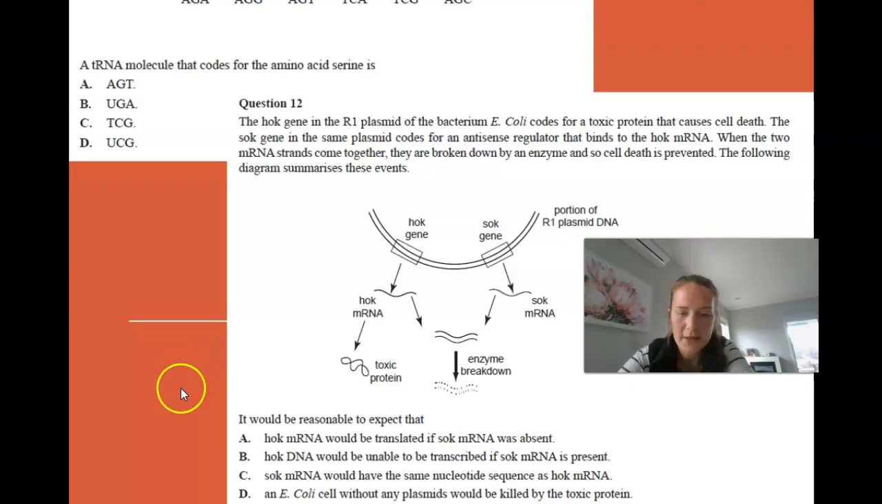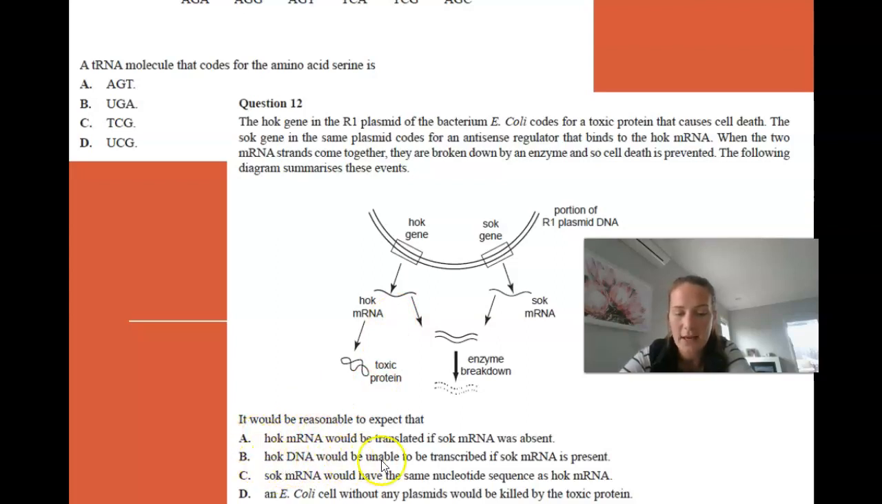So it would be reasonable to expect that HOC mRNA would be translated if SOC mRNA was absent. So if there's no SOC mRNA, the mRNA will be translated. That requires you to know what happens after this, between this step and this step: after transcription, translation needs to happen to make the protein. And that's true. So that is what the diagram is showing us. So your answer would be A.